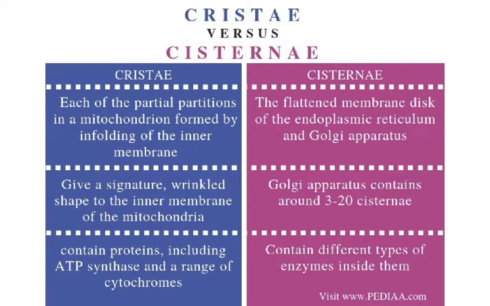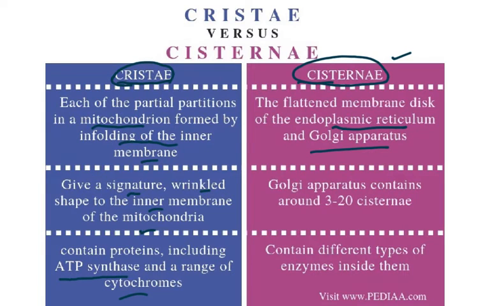Now you can look at this table. This is cristae: each of the partial partitions in a mitochondrion formed by the infolding of the inner membrane, giving a signature wrinkled shape to the inner membrane of the mitochondrion. It contains proteins including ATP synthase and a range of cytochromes. On the other hand, cisternae are the flattened membrane discs of the endoplasmic reticulum and Golgi apparatus. The Golgi apparatus contains around 20 to 30 cisternae, which contain different types of enzymes inside them.